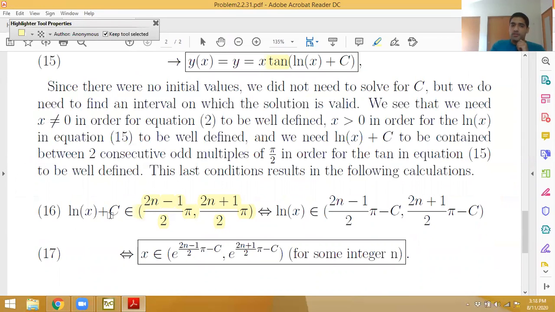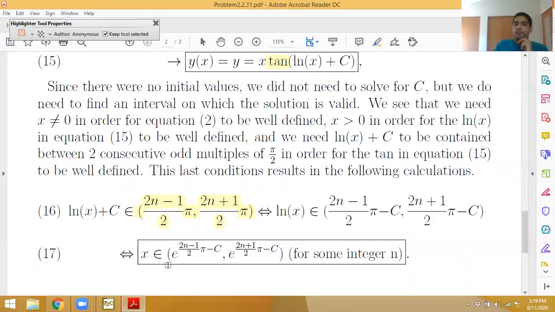Now I can subtract the constant to the other side, and that's where I get the next half of equation 16. And then to undo the natural log, I take an exponential. So I apply e to both sides, and because e to the x, the exponential, is an increasing function, I don't have to switch the order of the interval. So I can just take e to the first part, put that in the beginning, and e to the second part, put that at the end, because e is increasing.